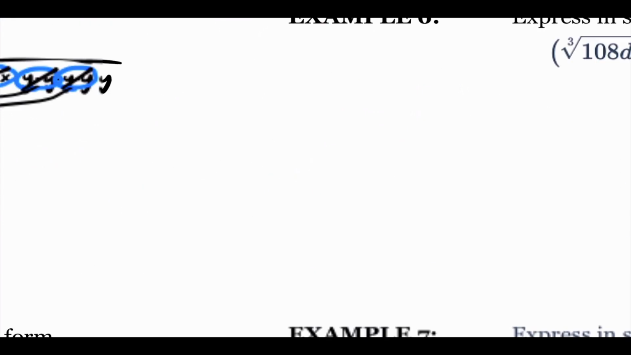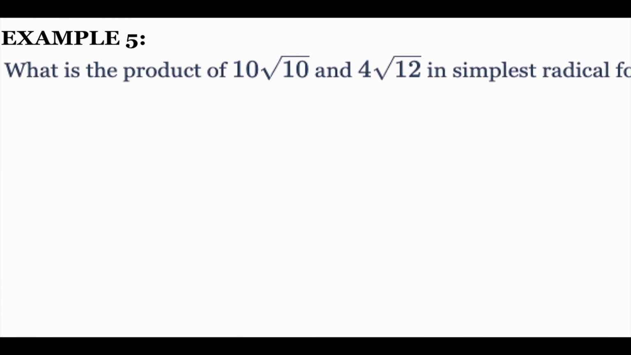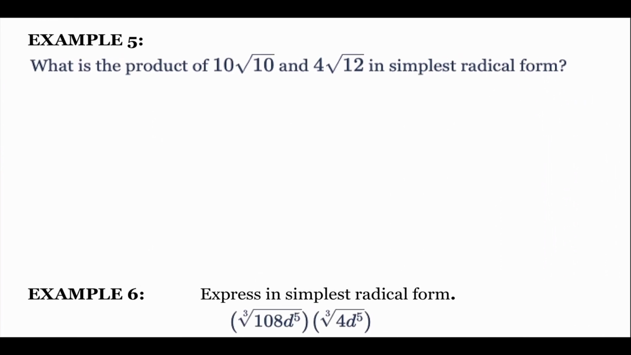All right. Okay, so now let's move to number 5. In math, what does the word product mean? Multiply. It means multiply, right? Well, what are you multiplying? You're multiplying this guy and this guy. So how do we multiply these two guys together?